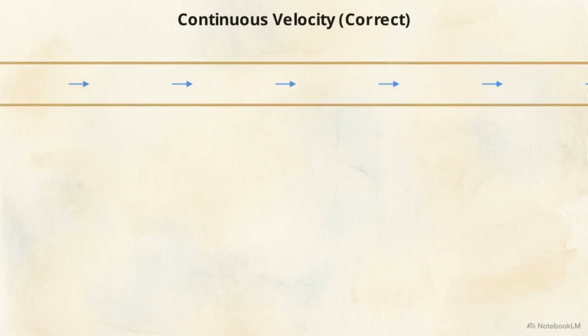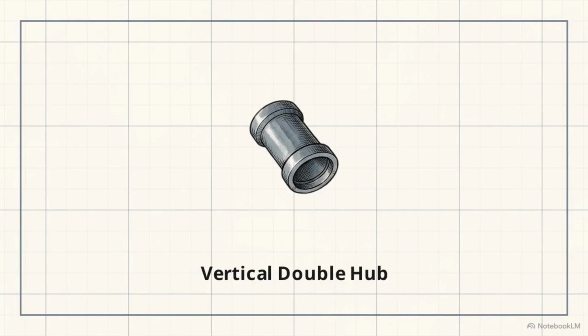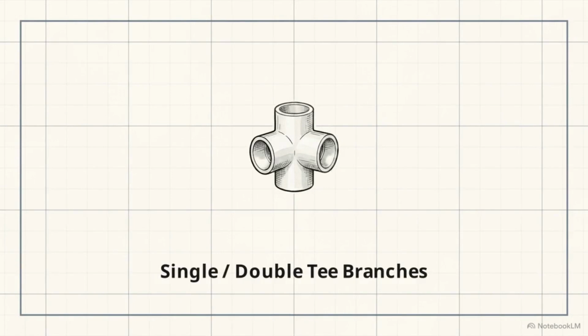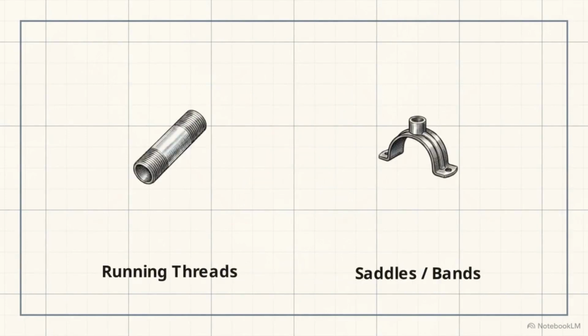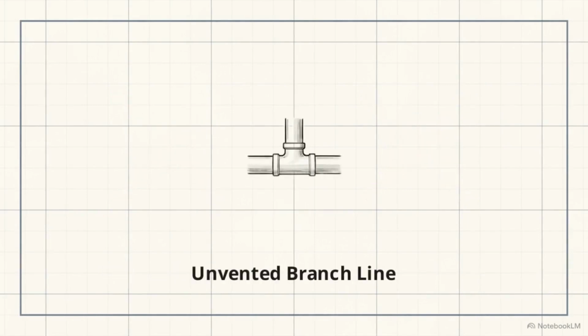Moving liquids and solids require continuous velocity. When joint geometry retards the flow, it creates friction and turbulence that leads to a buildup of solids. Because of this requirement, several specific fittings are strictly prohibited. You cannot use double hub fittings for lead-cocked joints in a vertical position. Single or double T branches are banned as drainage fittings, as are side inlet quarter bends. The code also outlaws running threads, bands, and saddles for standard drainage connections. Additionally, single drainage systems configured with unvented branch lines are banned. You can verify these geometric constraints in Section 311.